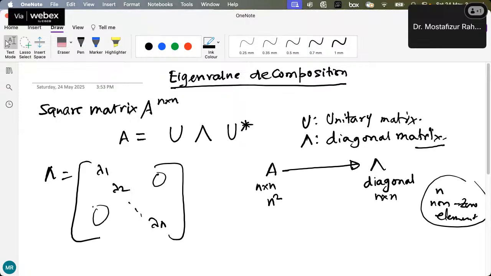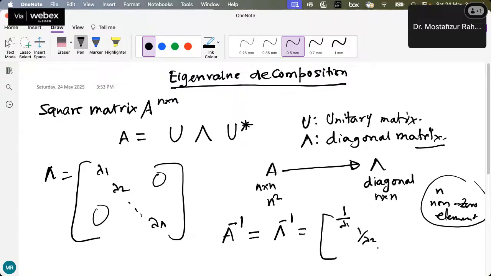All the rest are zero. So when you try to compute the matrix inverse, forget about this U and U star; they have other business. But this lambda matrix is so important that if you just want the matrix inverse, you better do it on the lambda inverse. When we learned the matrix inverse method, even for a 2 by 2 matrix we needed to calculate the determinant and many other things, right? But here you only need to do this. Lambda inverse is just 1 by lambda 1, 1 by lambda 2, that's all.